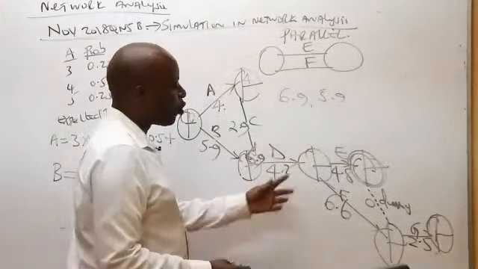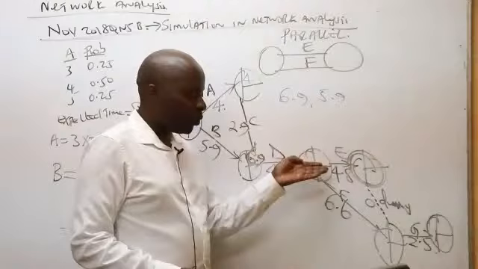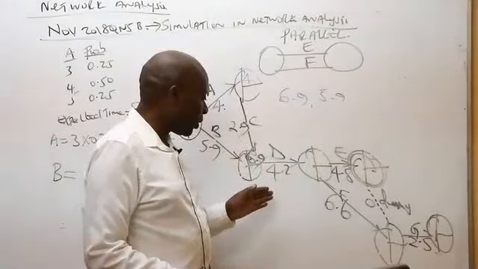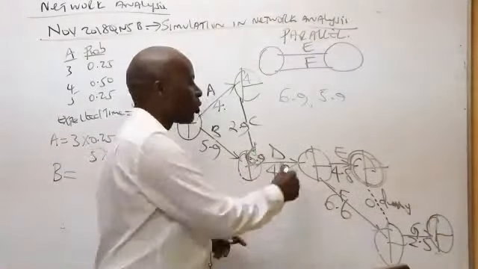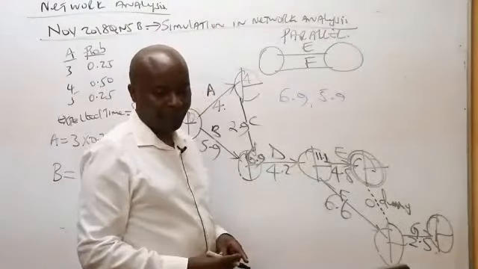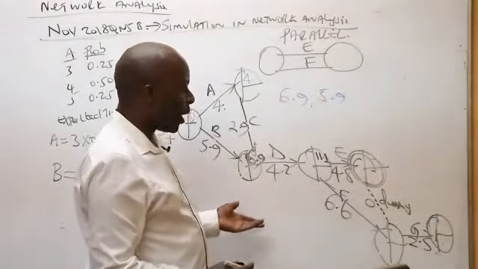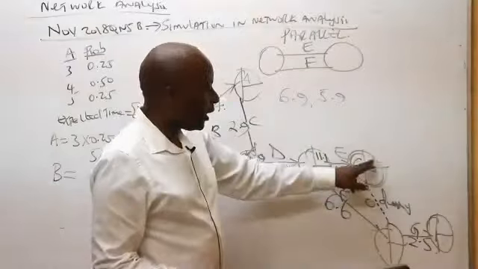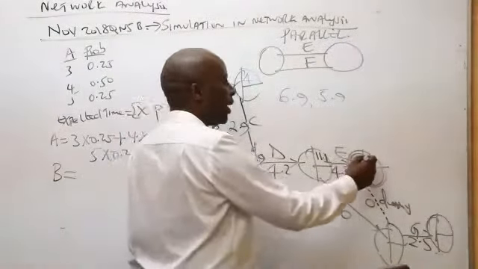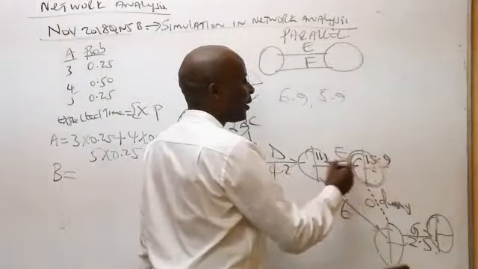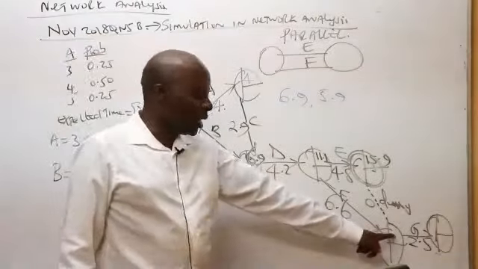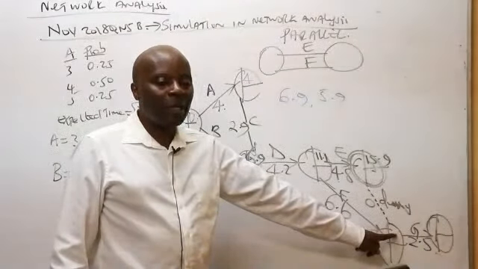Ladies and gentlemen, here there is no comparison at all because there is only one arrow. So what is 6.9 plus 4.2? That must be 11.1 if I'm not wrong. So 11.1 plus 4.8 gives me 15.9. No comparison at all.